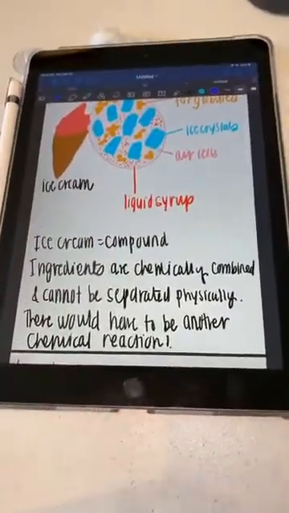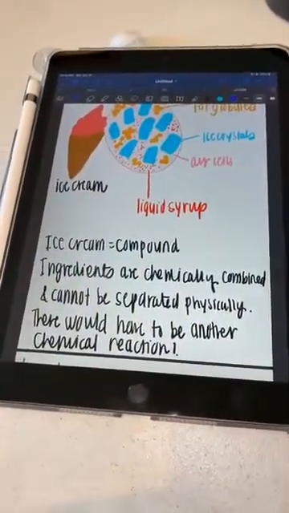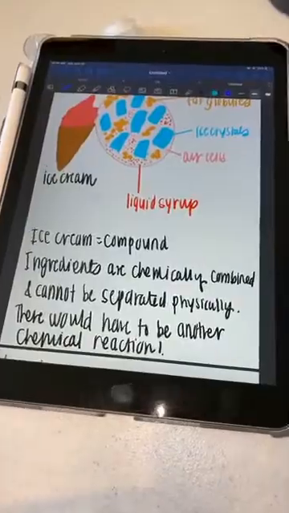So ice cream is a compound. Ingredients are chemically combined and they cannot be separated physically. In order to separate them, we would have to have another chemical reaction, and it would be very difficult to separate them. So I'm going to shake this bag up. We're going to see it become ice cream, and I'm going to taste it too. I'm excited.